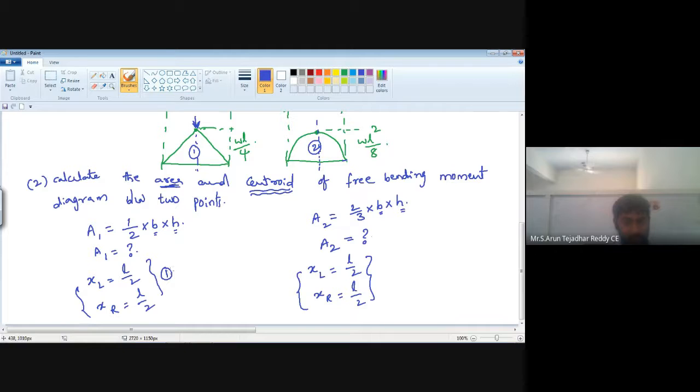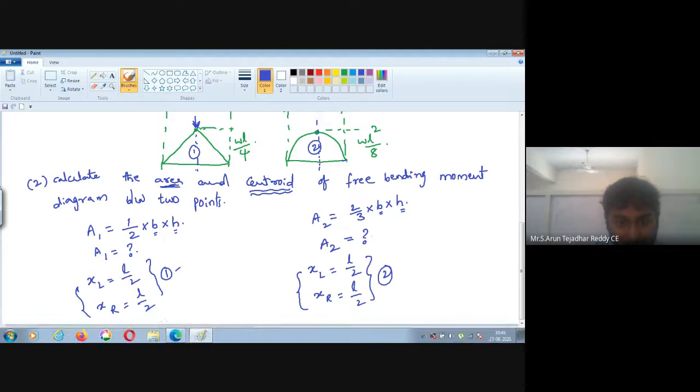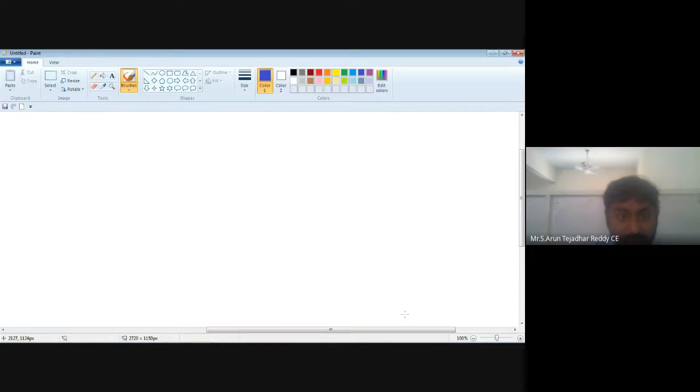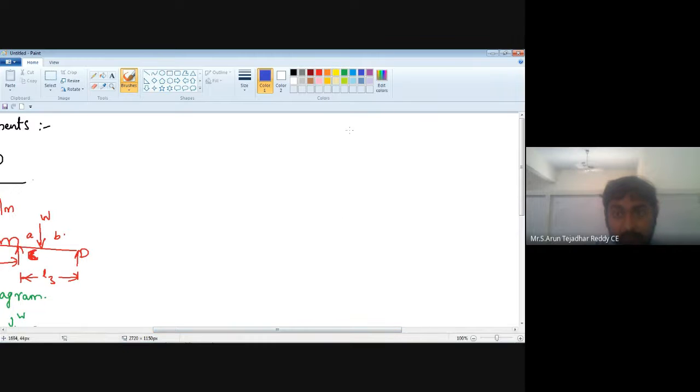Now from the first diagram, which centroid are we going to take, and in the second diagram, which centroid are we going to take? That part we will see later after applying the TMT theorem. So up to here, this is the second point. Now what about the third point here? Write down the third point.